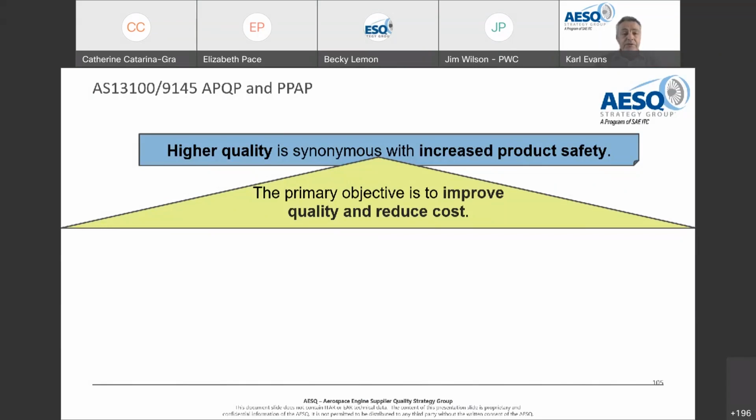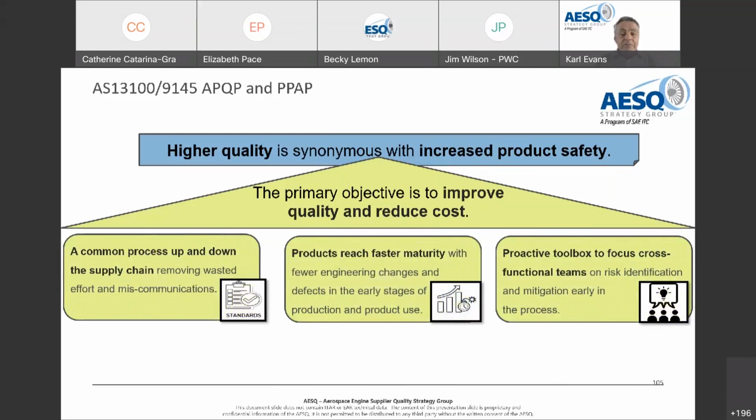But as a starting point, I just want to reflect on why APQP and PPAP, specifically to our industry. Increased levels of product safety is an absolute necessity in our type of industry. There's lots of data that shows high levels of quality performance is synonymous with increased product safety, and that's one of the objectives of APQP and PPAP. It's to improve the quality performance, but also reduce the cost. Could you click on one, please?